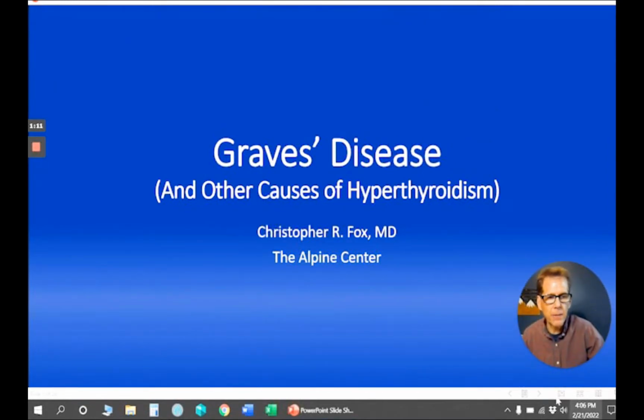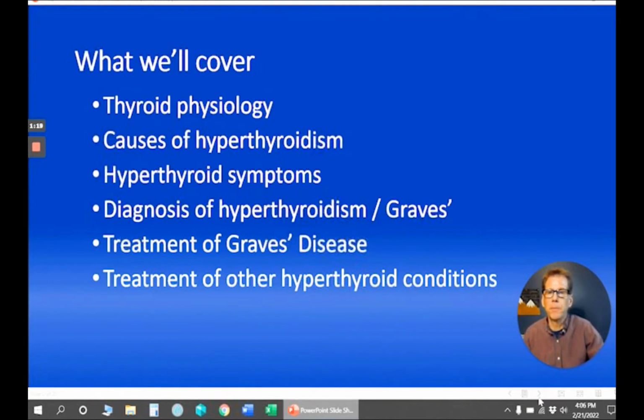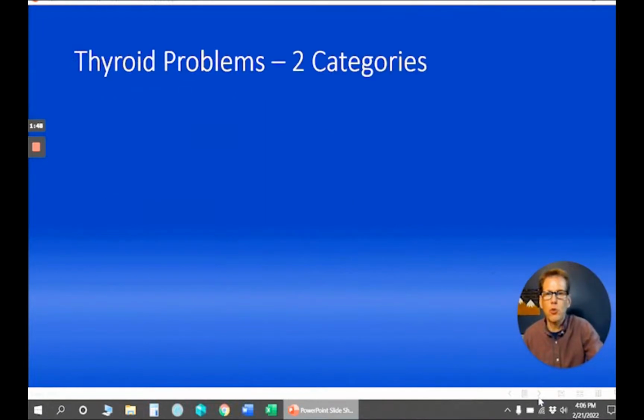So again, let's just dive right in because we have a fair amount of information to go through. So again, we're talking about Graves' disease and other causes of hyperthyroidism. And here's what I'm hoping that we can cover. We're going to go through just some basics about thyroid physiology. We'll talk about the causes of hyperthyroidism, including Graves' disease, how these are diagnosed, and then we'll talk specifically about the treatment options for Graves' disease and the treatment options for other forms of hyperthyroidism. And then we'll wrap up.